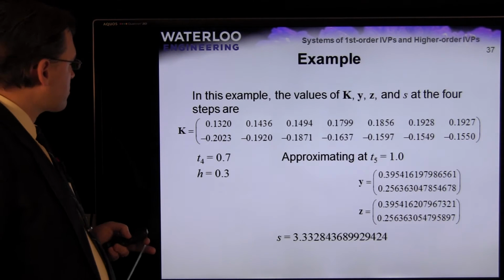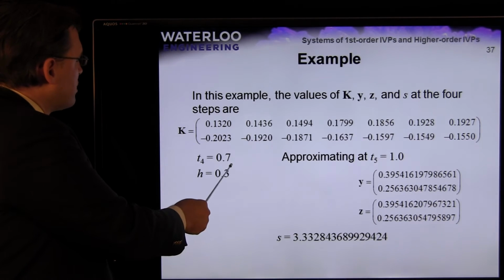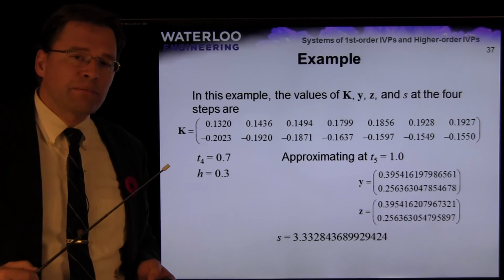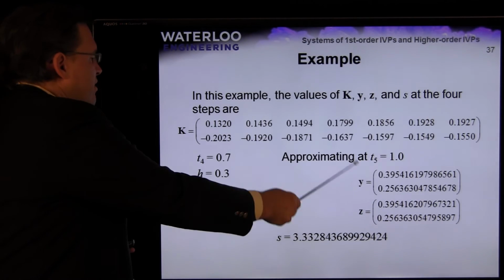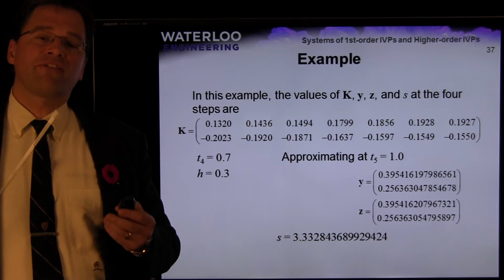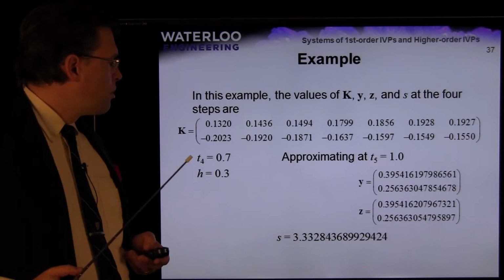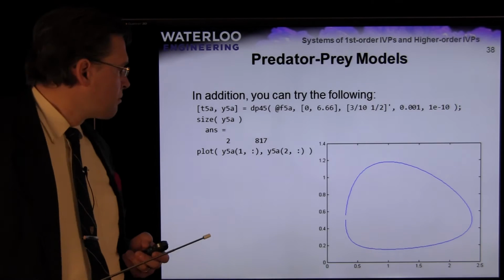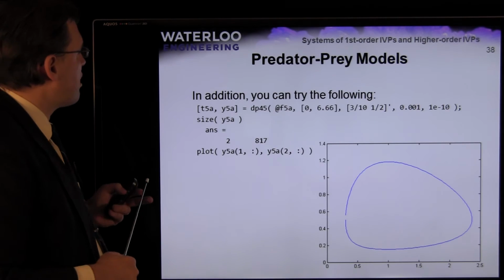So at the end, we're at t4 equal to 0.7, h is equal to 0.3. We're approximating the solution at the next point. Here are our k values, here are our approximations. S, well, we don't care about s anymore because we've reached the final endpoint and we have our solution or our approximation. You can do this yourself.